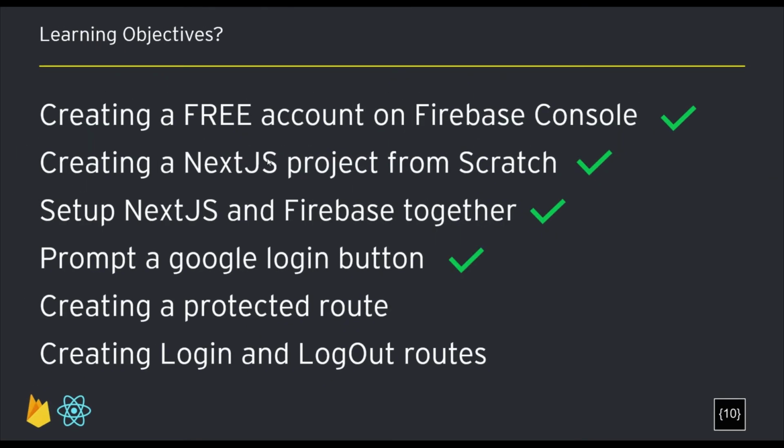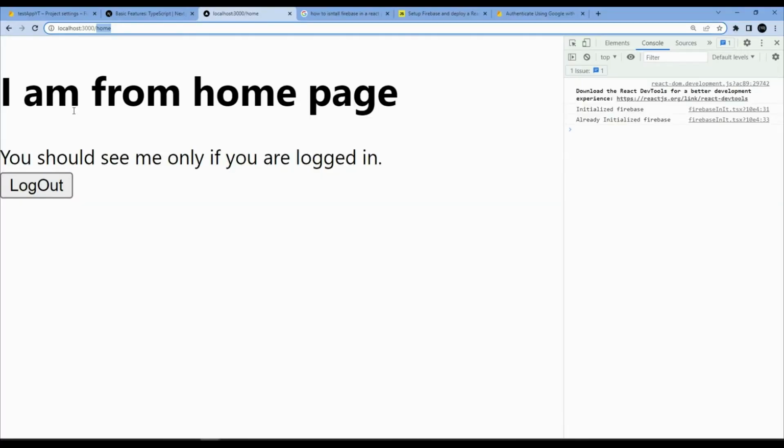and that's our next learning objective. So we are able to create a prompt, a Google login button, success. Now we're going to look how to create a protected route. So let's see how we can implement that.